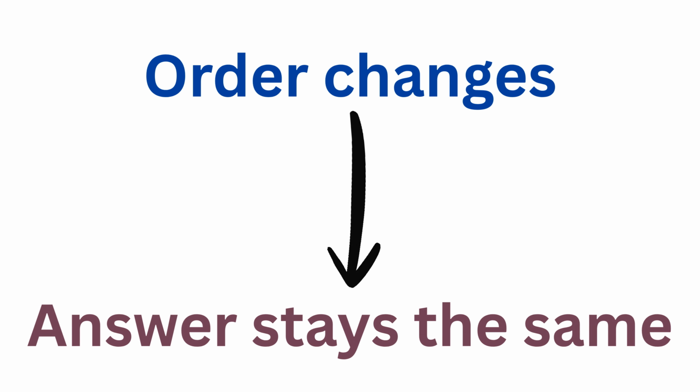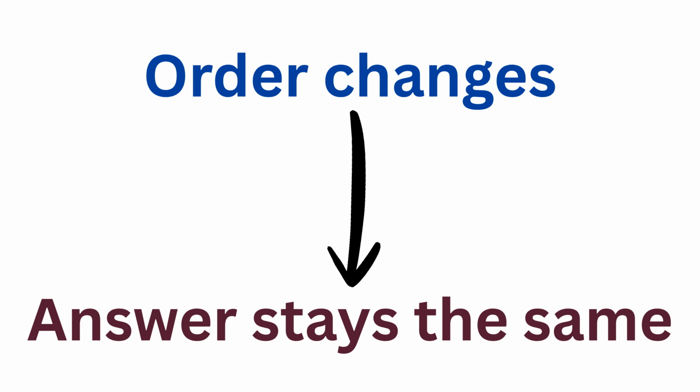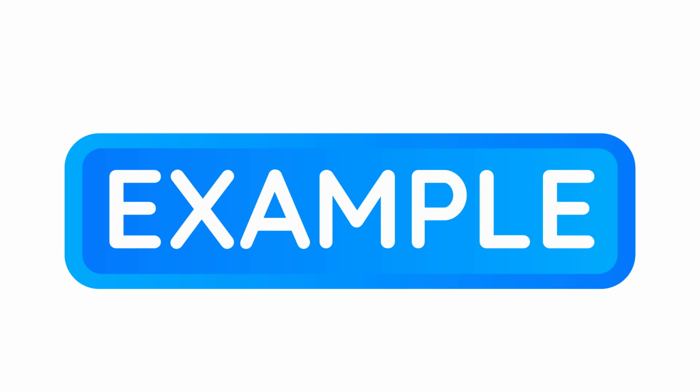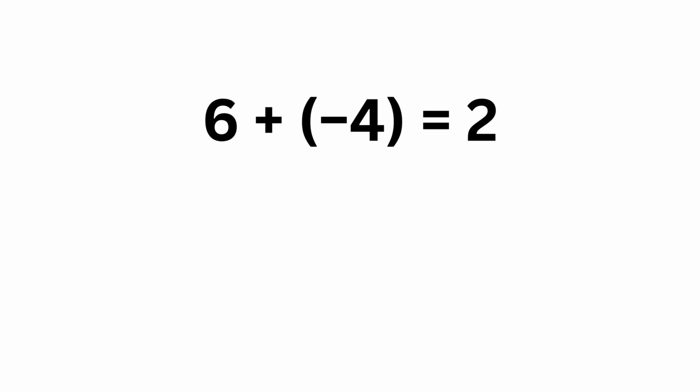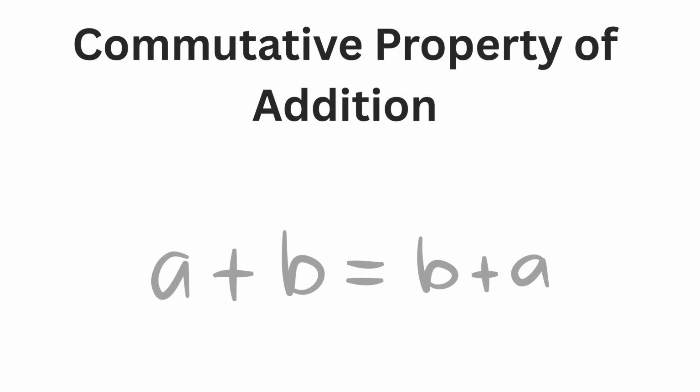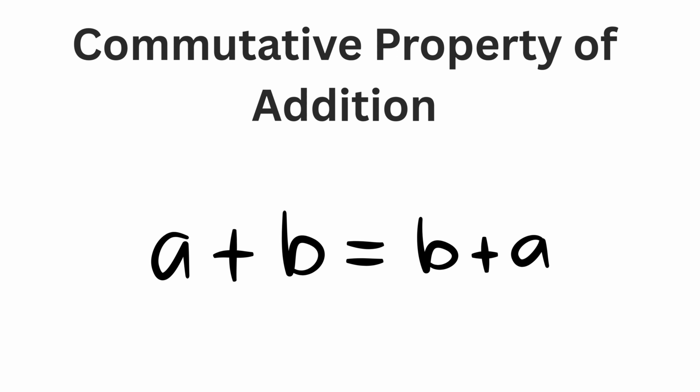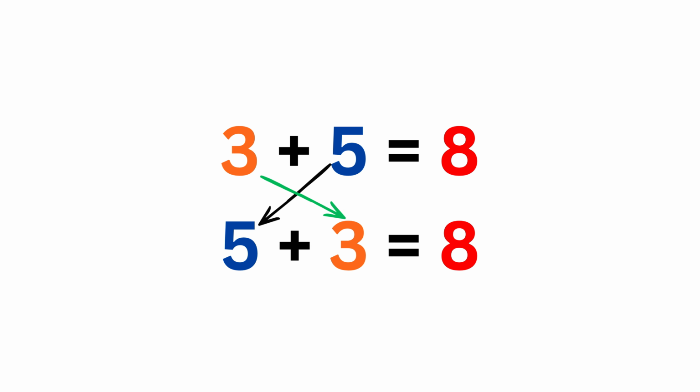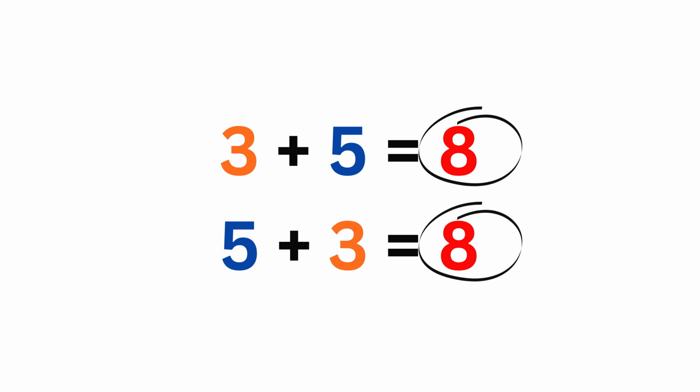Here is something interesting. If we add numbers, the order does not change the result. For example, 6 plus of minus 4 equals 2. If we swap the numbers, minus 4 plus 6 equals 2. The answer stays the same. This is called the commutative property of addition. It means we can change the order of terms without changing the result.